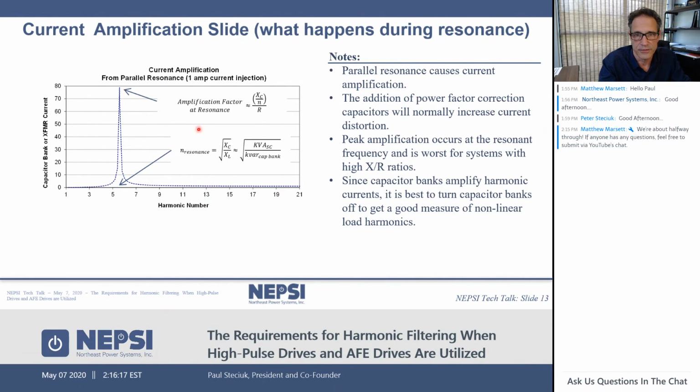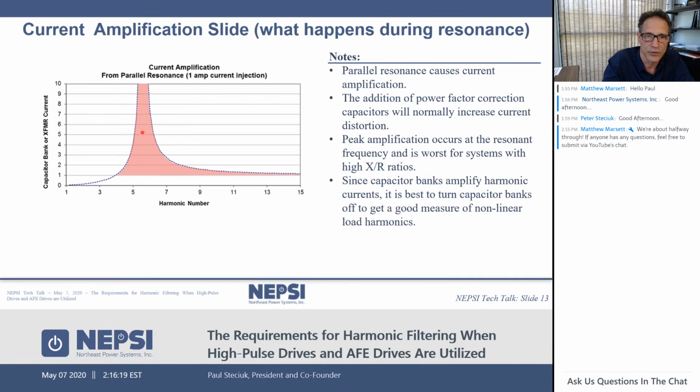And really, the key point here is that we have amplified the current in many regions, not just near resonance, but in all of the regions shaded in red. All those harmonic currents are being increased in magnitude. So at the 5th here, we have a significant increase, but also at the 7th, we have a significant increase. And at higher frequencies, we continue to have increases in harmonic current.